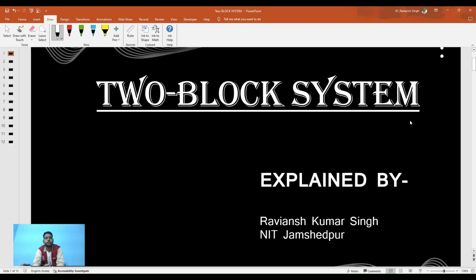I am from NIT Jamshedpur, and today I will be going to teach you about the two block system, which is a part of Newton's laws of motion and the friction chapter of class 11th NCERT physics. This particular concept is asked multiple times in JEE Mains as well as in JEE Advanced. Today, I will be giving you a very clear thought process about how this question should be tackled in the exam efficiently so that you can save time for other questions that require your attention. So, let's start.